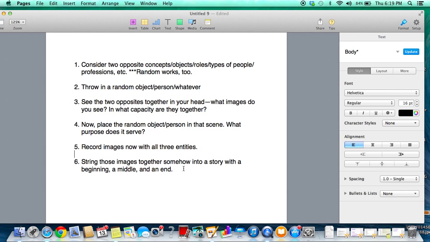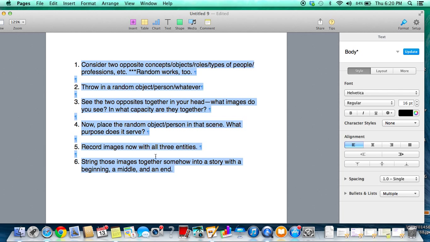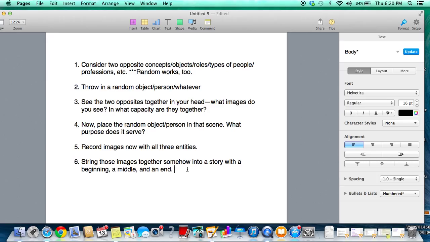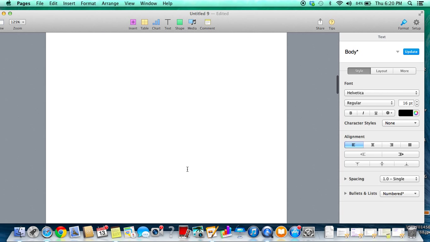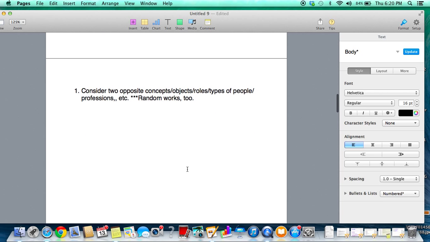All right, so I'm going through this introduction quickly because right now it's just words on a page, a step, but it means more when you actually see it in action and when you can do it along with me. So let's do that now. All right, so first step. Consider two opposite concepts, objects, roles, types of people, professions, etc. And random works too. So we'll look at it both ways.